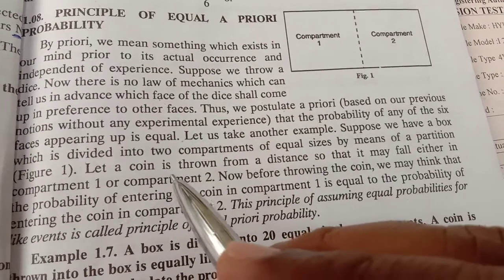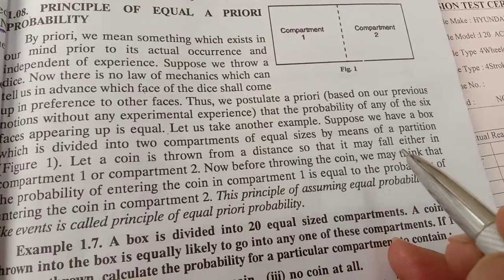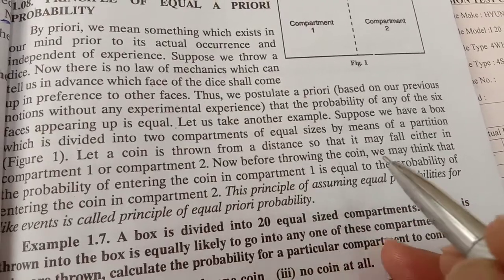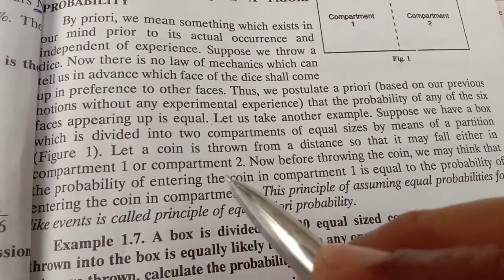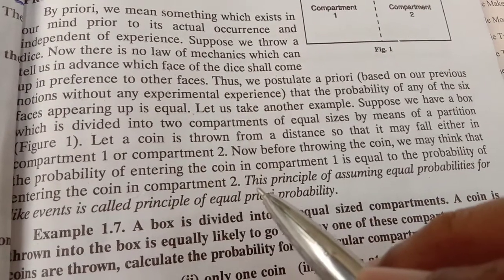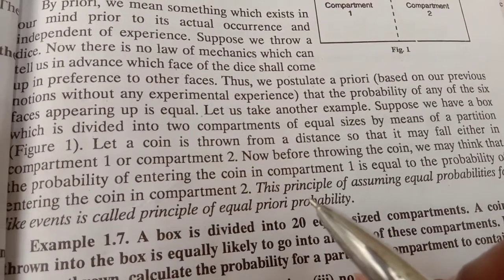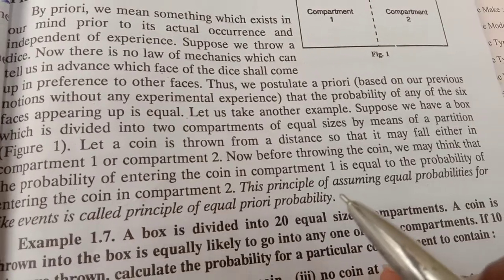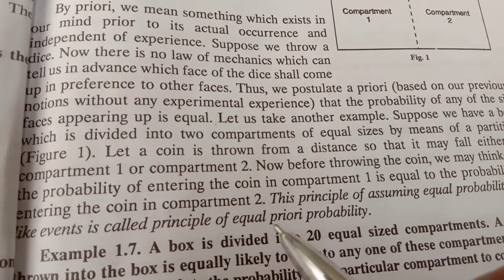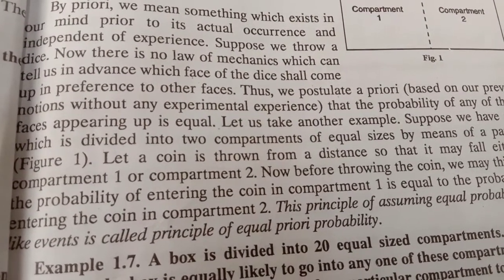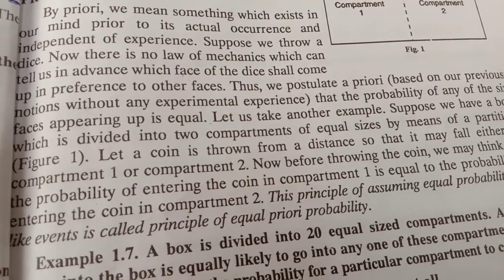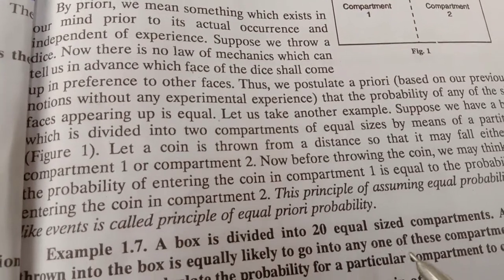Here it is written: let a coin be thrown from a distance so that it may fall either in compartment first or the compartment second. Now before throwing the coin we may think that the probability of entering the coin in compartment 1 is equal to the probability of entering the coin into the second compartment. Thus this principle of assuming the equal probabilities for the like events is called the principle of equal a priori probability. This is called the principle of equal a priori probability.